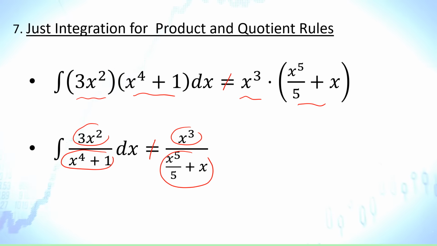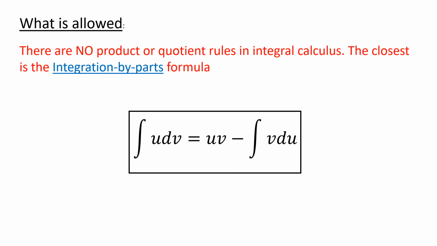So those are the 7 most common mistakes that we make in mathematics. What is allowed is what they call the integration by parts formula. We use this one to integrate certain problems in integral calculus.